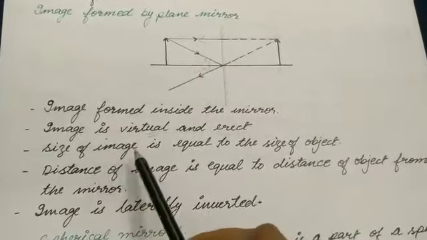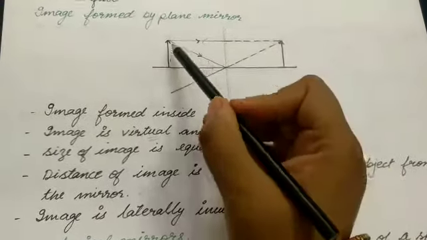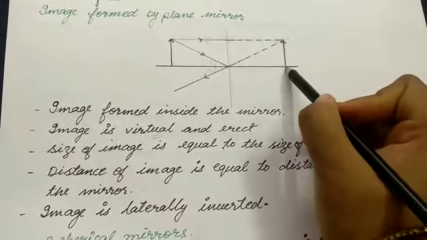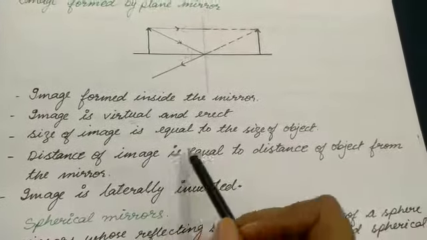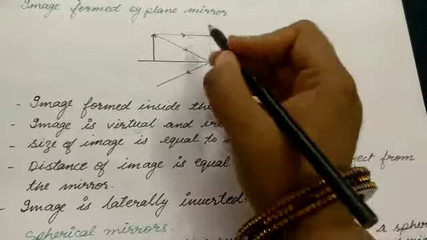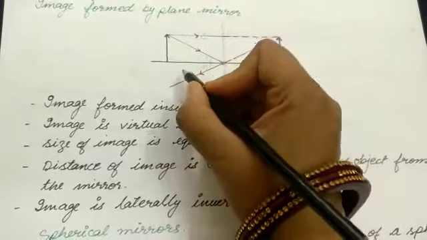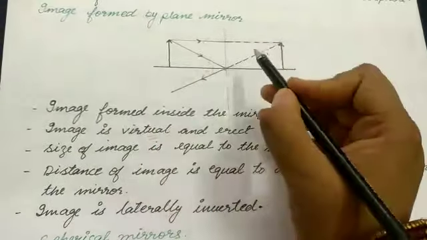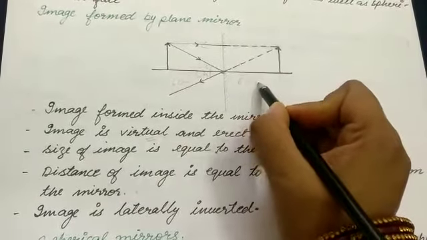Now, size of image is equal to the size of the object. Whatever the size of the object will be in front of the mirror, the size of the image will be equal to it. Next thing, distance of image is equal to the distance of the object from the mirror. Suppose the object is at 6 centimeter distance in front of the mirror, the image will be formed inside the mirror at the same distance.